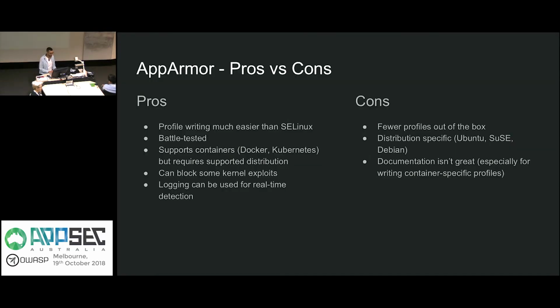Moving along. Okay, so AppArmor. What are the pros and cons of AppArmor? It's much easier to use than SELinux, and it supports containers. So if you're using Docker or Kubernetes, it's great for that. It can block some kernel exploits, and even if it doesn't block an attack, you could use its logging for intrusion detection.